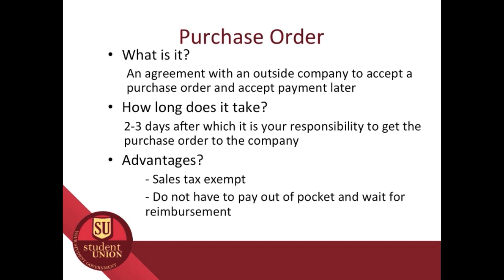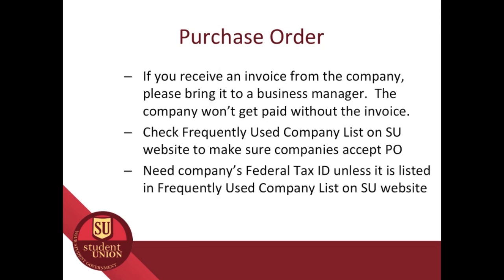There are many advantages to using a purchase order over a reimbursement. First, all items purchased with a WashU purchase order are sales tax exempt, saving your group money. With a purchase order, your group members don't have to use their own money and wait to be reimbursed. If you receive an invoice from a company you have presented with a purchase order, always bring it to a business coordinator. The company will not receive payment until their invoice has been processed against the purchase order.